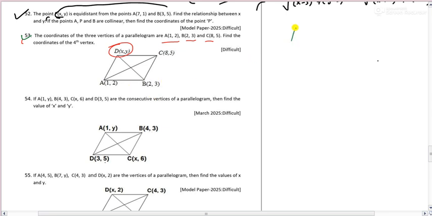You know parallelograms. What are parallelograms? Opposite sides are equal. Exactly, opposite sides are equal. As per the question, they have given A, B, C, D. So AB should be equal to CD and AD should be equal to BC. But we don't know the values of X and Y.